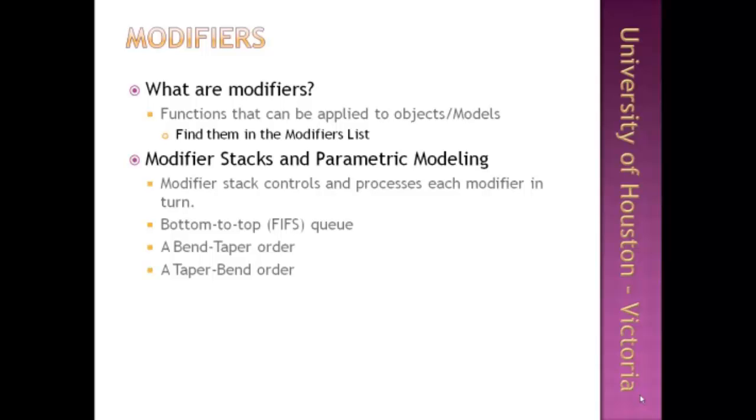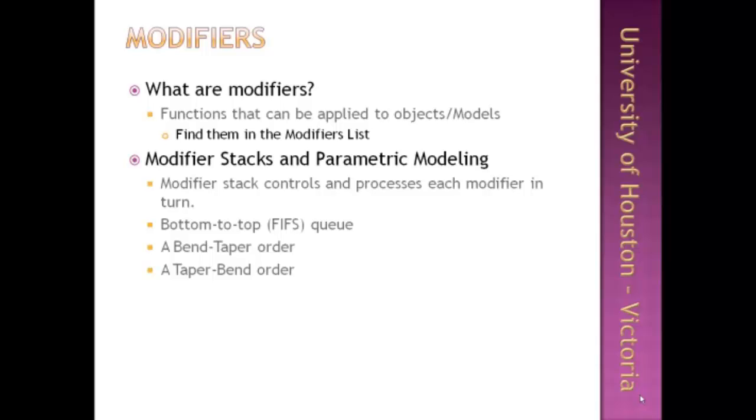Modifiers are functions that can be applied to an object primarily to change its shape. If you want to add a modifier to a selected object, you can go to the drop-down modifier list from the modifier menu or modifier tab, and then choose the modifier from the list of modifiers, which is arranged in alphabetical order, and then add the modifier to your object. I'll show you in a little bit how that can be done.